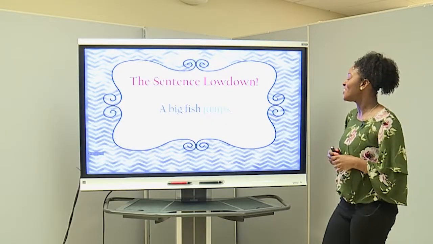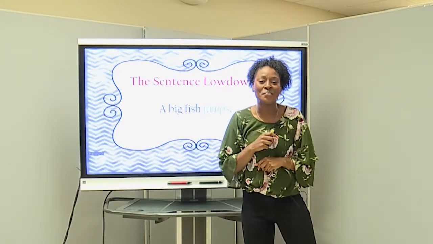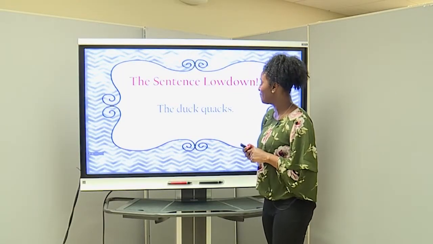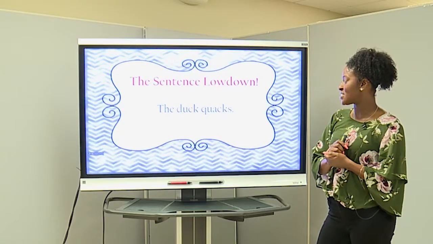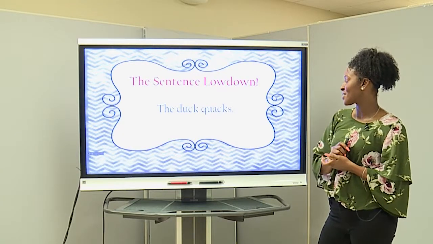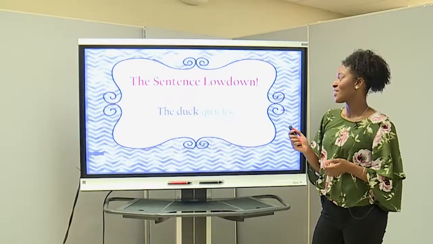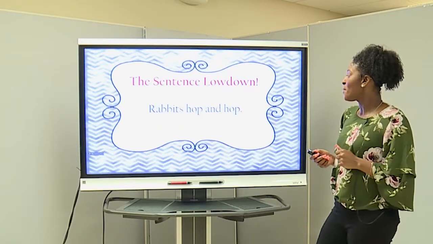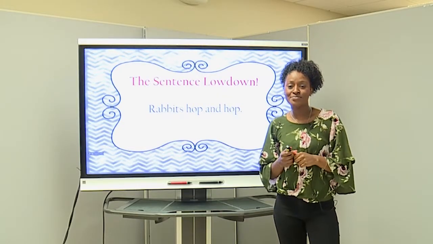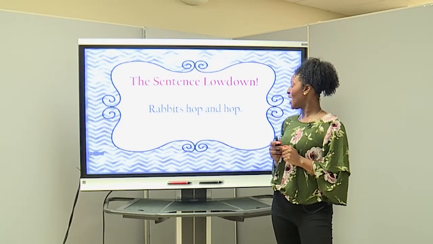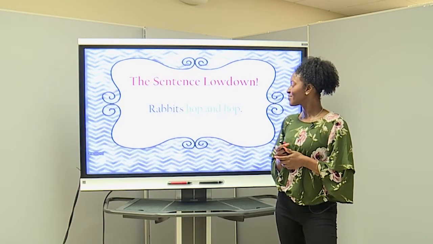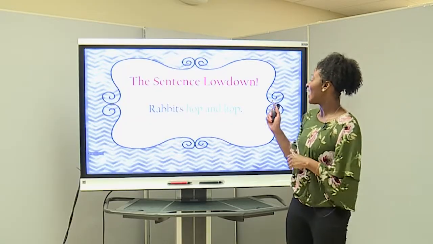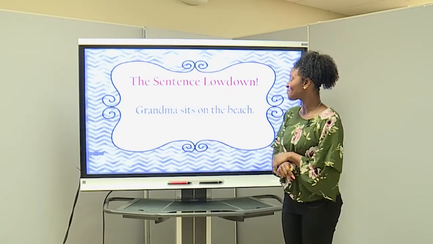A big fish jumps. Jumps is the telling part. The duck quacks. What is the telling part in this sentence? Quacks is the telling part. Rabbits hop and hop. That's correct, guys. Hop and hop is your telling part.